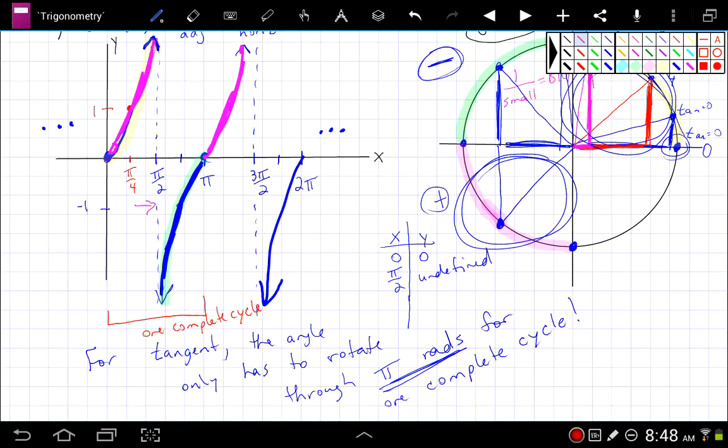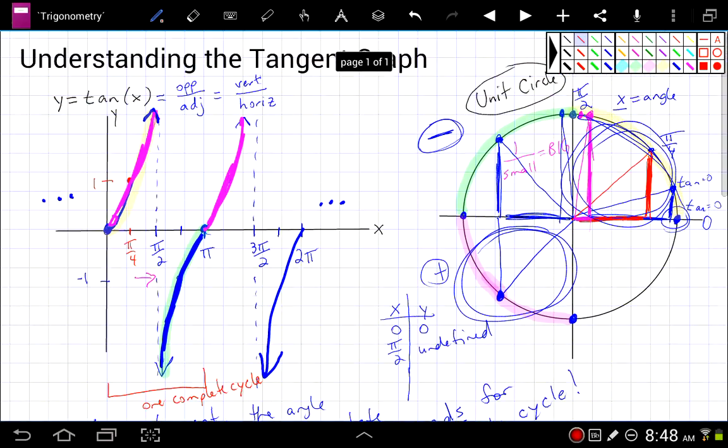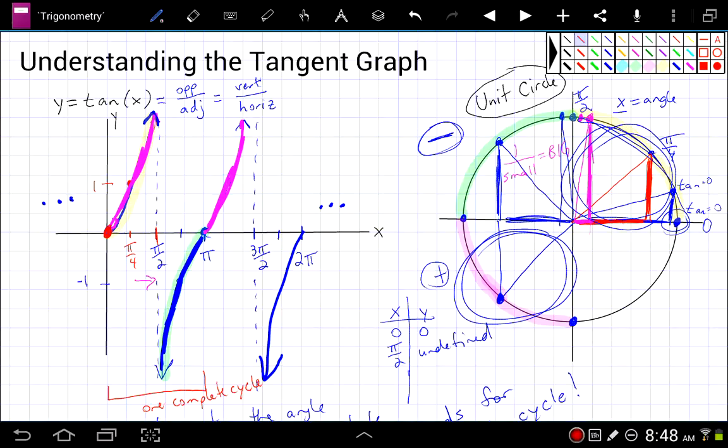And that's what you need to know about tangent. When your angle is 0, where it starts, tangent is 0. And then it approaches infinity when you get close to pi over 2. And then at pi over 2 on the right hand side it's at negative infinity, and then goes back up to pi where it's 0 again. And now you have a complete cycle of the tangent function.